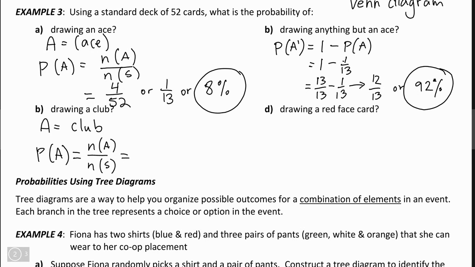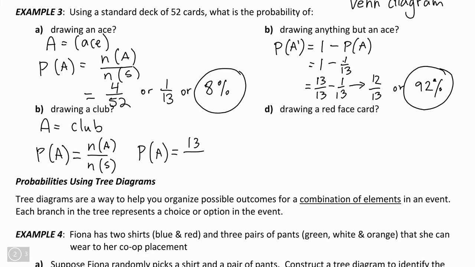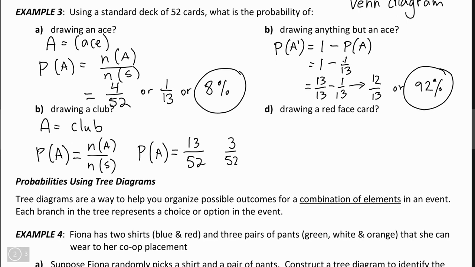n of A over n of S, so the probability of drawing a club is equal to 13 possible clubs: ace, 2, 3, 4, 5, 6, 7, 8, 9, 10, jack, queen, and king of clubs. And so 13 divided by 52 is going to be 1 over 4, or 25%.